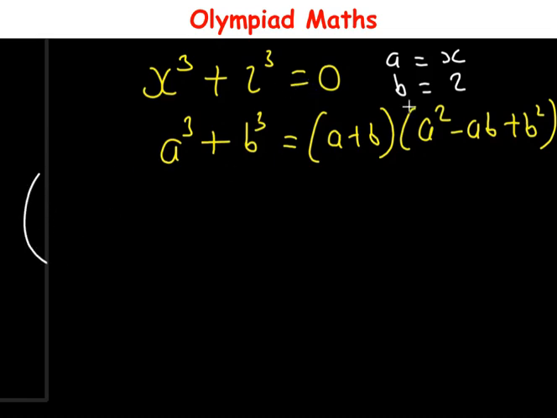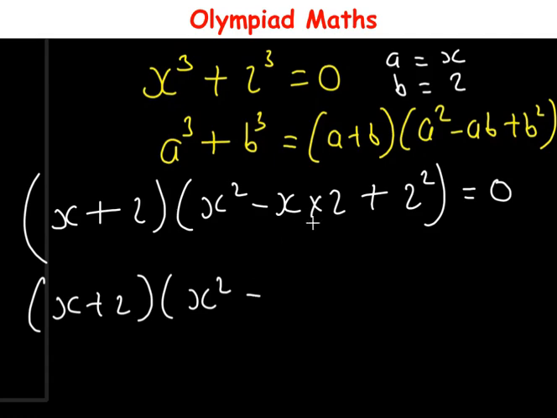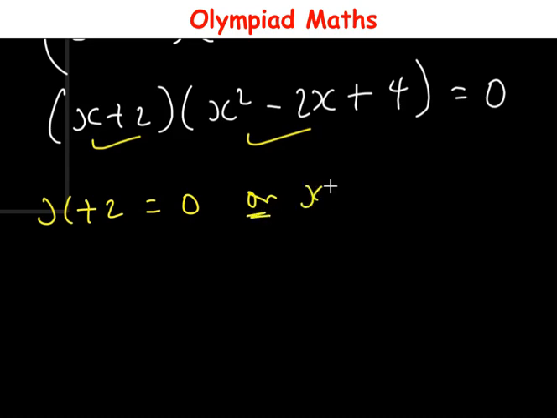This becomes, in brackets, a is x plus b is 2, multiplied by a squared. A is x, so x squared, minus a is x times b is 2, plus b is 2, so 2 squared, all is equal to 0. So from here, x plus 2 multiplied by x squared minus 2x plus 2 squared is 4, all is equal to 0. So at this junction, we can equate this to 0 or equate this to 0. So from here, x plus 2 is equal to 0, or x squared minus 2x plus 4 is equal to 0.